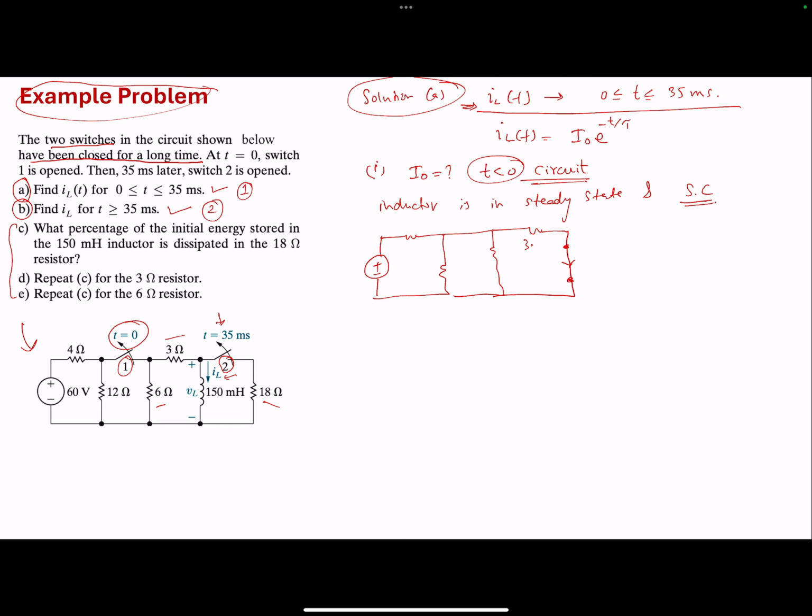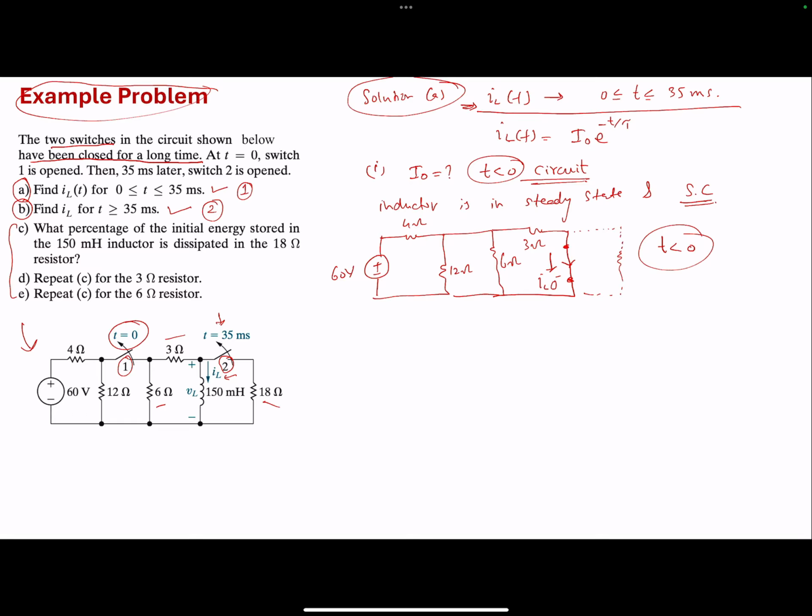So this is 3 ohms, this is 6 ohms, this is 12 ohms, this is 4 ohms, and this is 60 volts. This means that if the inductor is shorted, then the last resistance shouldn't be over here, because it was shorted out by the inductor behaving as a short circuit. That is how the circuit looks at t less than 0. All I need to do is find the value of the current flowing over here, IL at 0 negative.